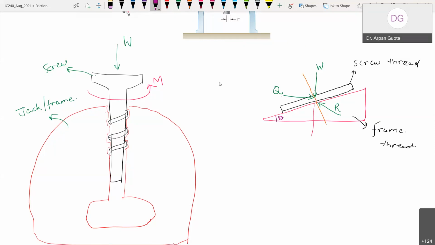This angle is theta, which we will calculate. So if this angle is theta, this angle is also theta, and this angle is also theta. This is the angle of so-called inclination in the inclined plane.